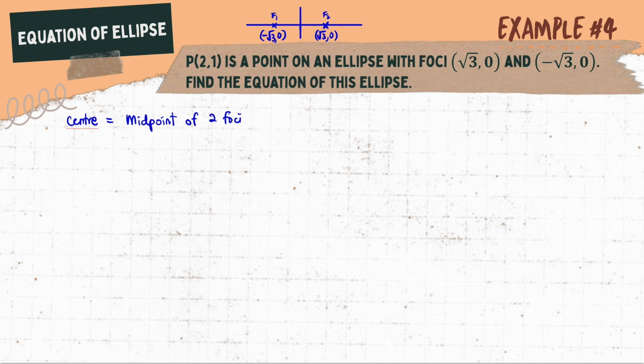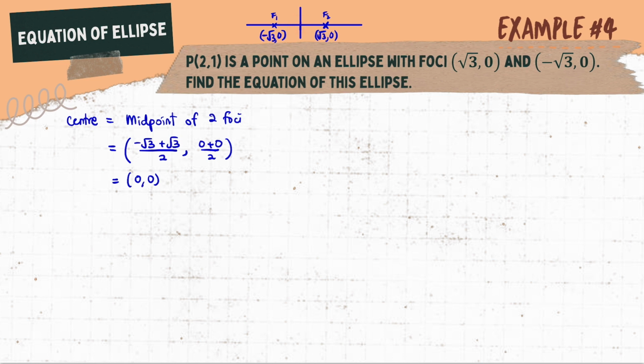Okay, so therefore apakah formula midpoint? x1 plus x2 over 2 and y1 plus y2 over 2. So x1, x2. Okay, so negative square root of 3 plus square root of 3 over 2, and then y, 0 plus 0 over 2. And from here kita akan dapat negative square root of 3 plus square root of 3 will be 0. So kita punya center sebenarnya dekat 0, 0. Kat sini lah sebenarnya center kita.